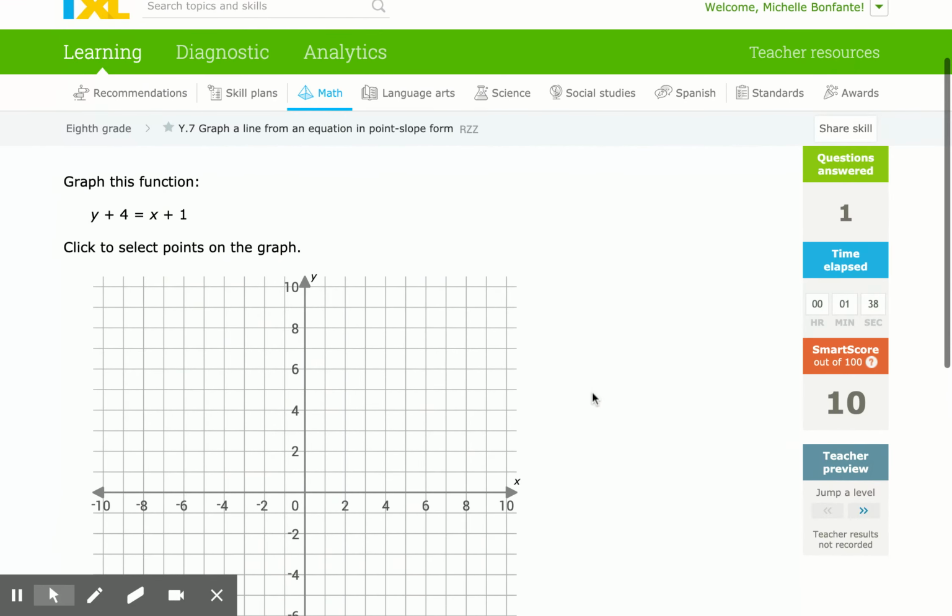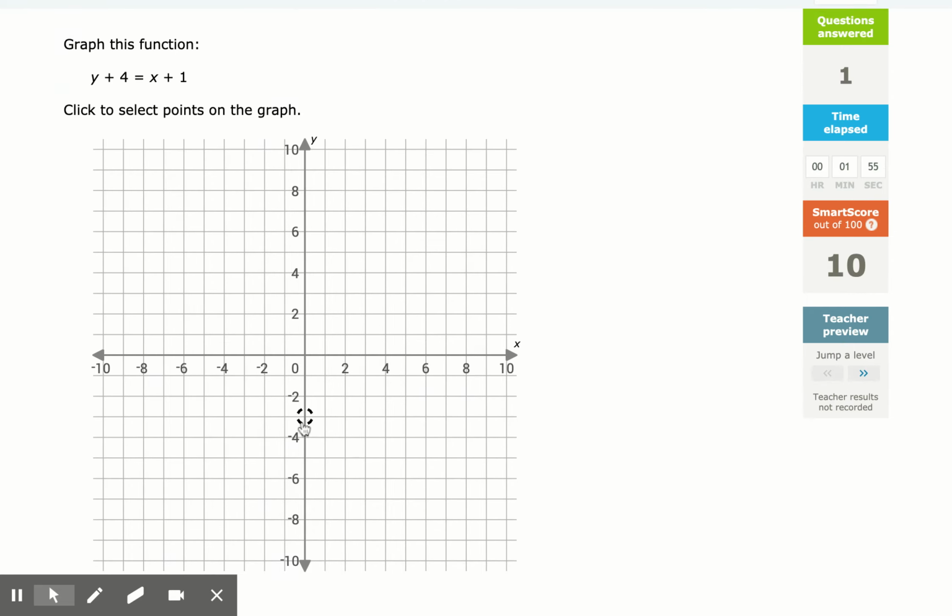Okay, so this one, I would make this one into slope-intercept form. So y plus 4 equals x minus 1. So I'm just going to subtract the 4 on both sides. And that's going to give me y equals x minus 3. So for this one, let's go to our y-intercept, which is -3. And our slope is up 1 over 1 because it's positive 1.